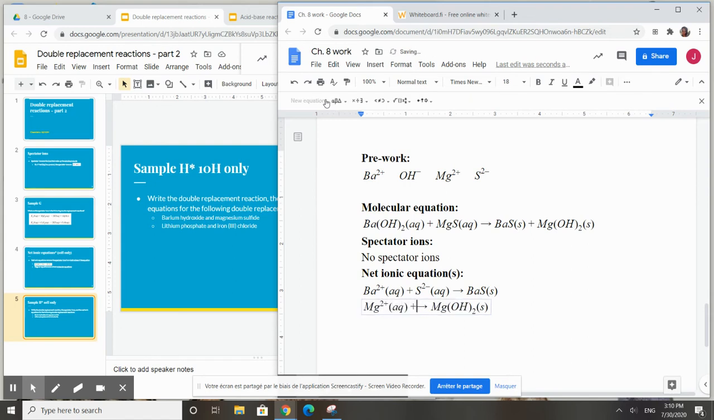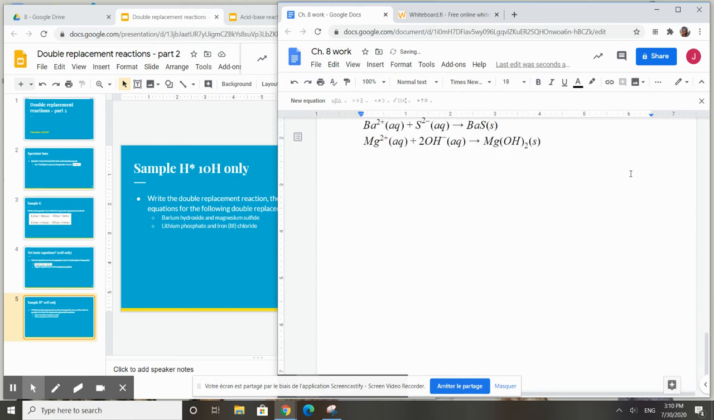Aqueous because we have the reactants here. And then I just need to go ahead and balance it, so I put a 2 in front. So this is not a super common case where you'll have two net ionic equations, but it can happen. Let's take a look at the next one.